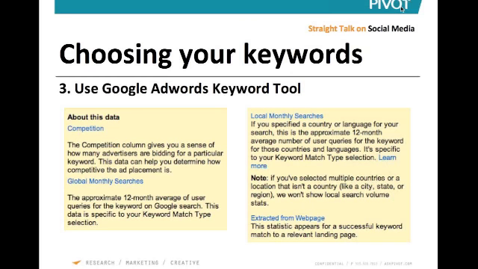And then there's this "extracted from web page." It says this statistic appears for a successful keyword match to a relevant landing page. So these are just helping you understand what some of these terms that it's showing you are.